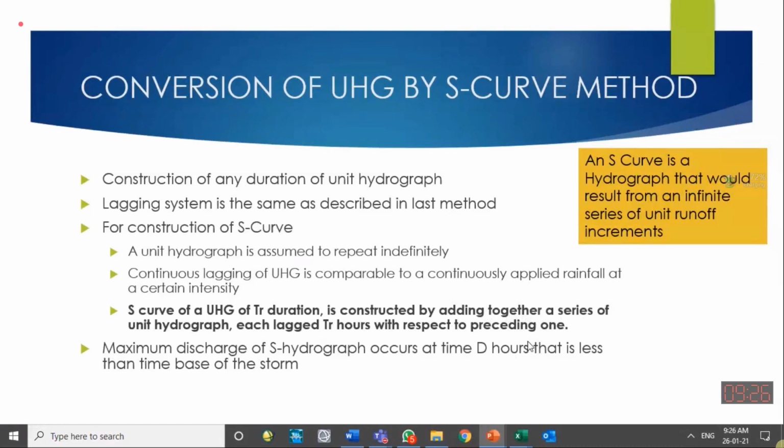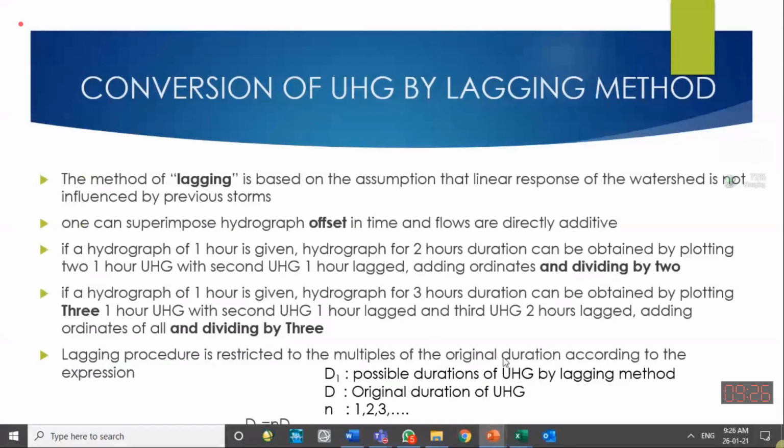Why do we divide by the number of unit hydrographs? Because the definition of the unit hydrograph says it should be the DRO generated by excess rainfall of 1 inch or 1 centimeter. When we add 2 unit hydrographs, we are actually getting the DRO for 2 inches of rain, or if we are adding 3, we are getting the DRO of 3 inches of rain. So we have to divide by 2 or 3, whatever the case may be. Any question on this? Because this will end the lagging method.